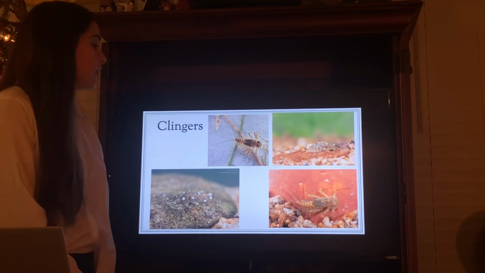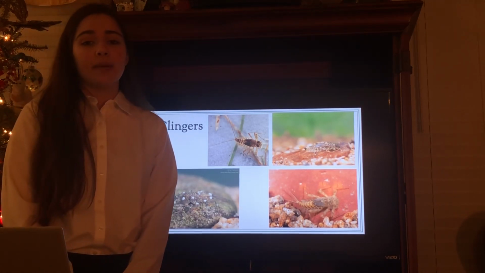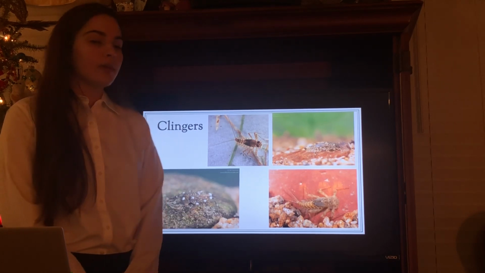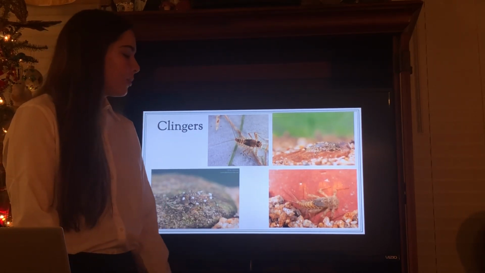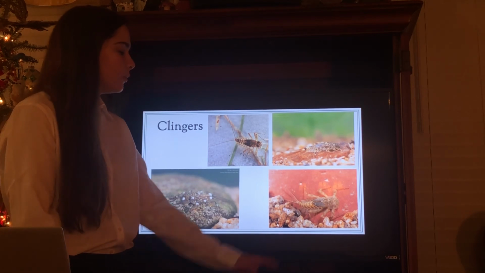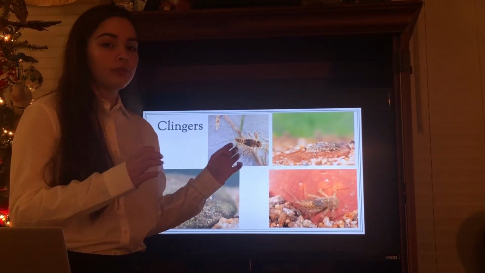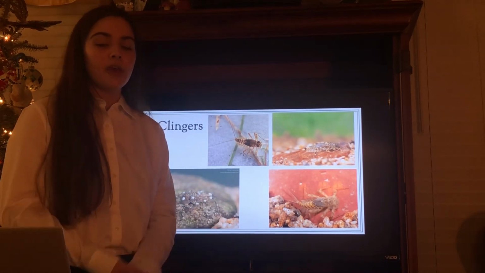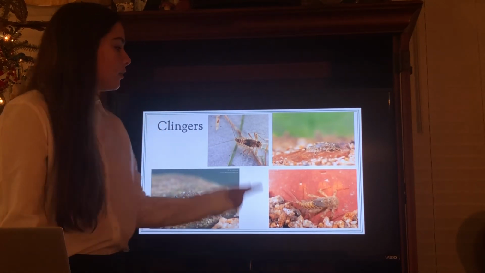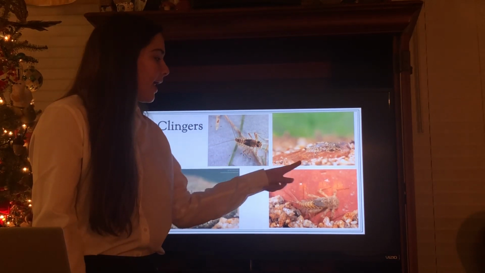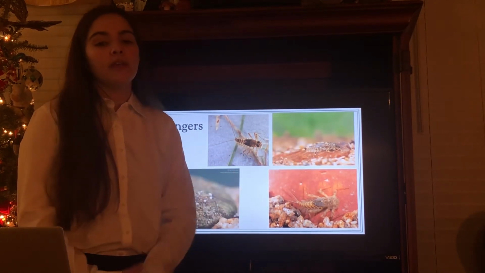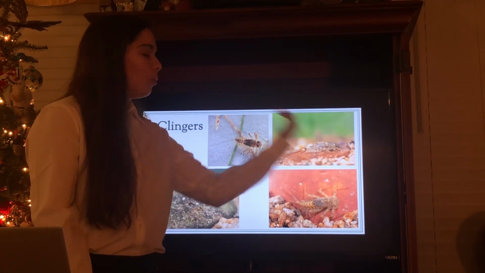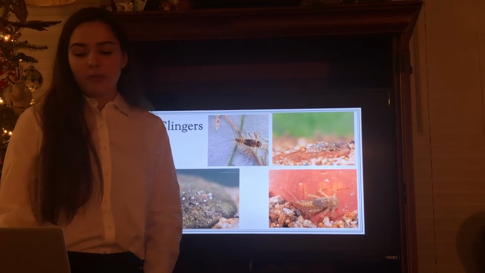Clingers. These mayfly nymphs are specially adapted to living in very fast-flowing rivers and streams. They've adapted to these fast waters by having very strong front and back legs that they use to grasp onto solid surfaces such as rocks. Another way they have adapted is by having very flat bodies. This keeps the water traction down and keeps the current from washing them away downstream and possibly becoming food for a predator.